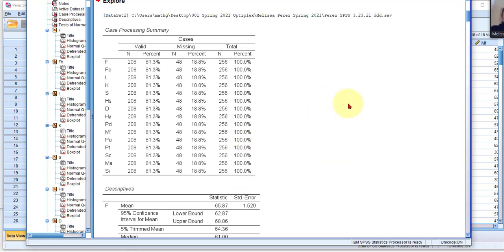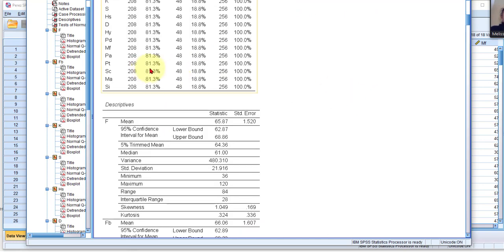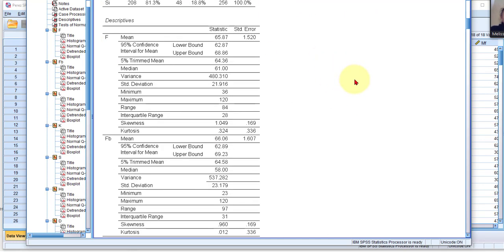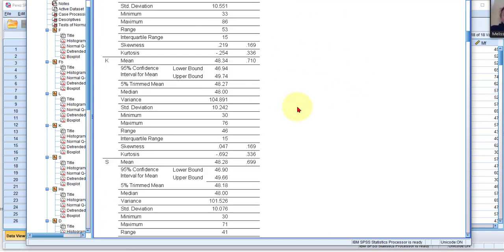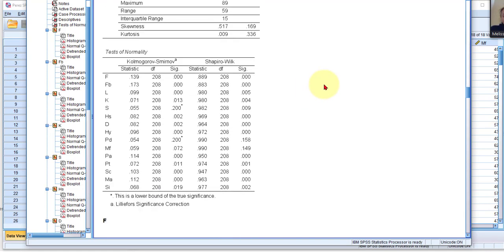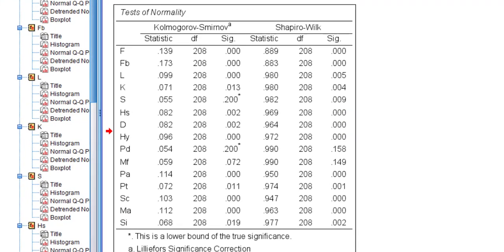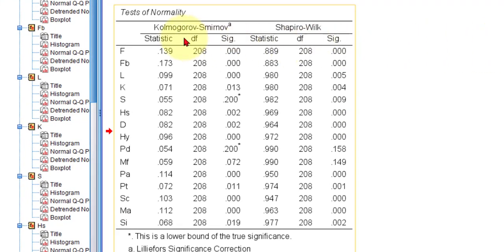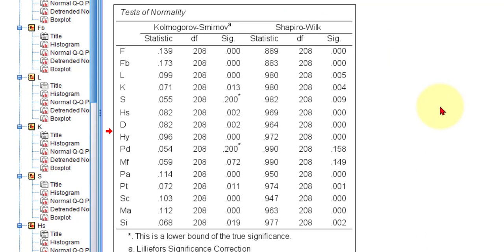Okay, here they all are. So you got 208 of each one. You do have some missing, but 208 is plenty. So here's the means and standard deviations of everybody, which is interesting, but we don't really need it right now. This is your test. So there's actually 2 tests of normality here. The Kolmogorov-Smirnov test, the Russian guy, and the Shapiro-Wilk test, the Jewish guy.